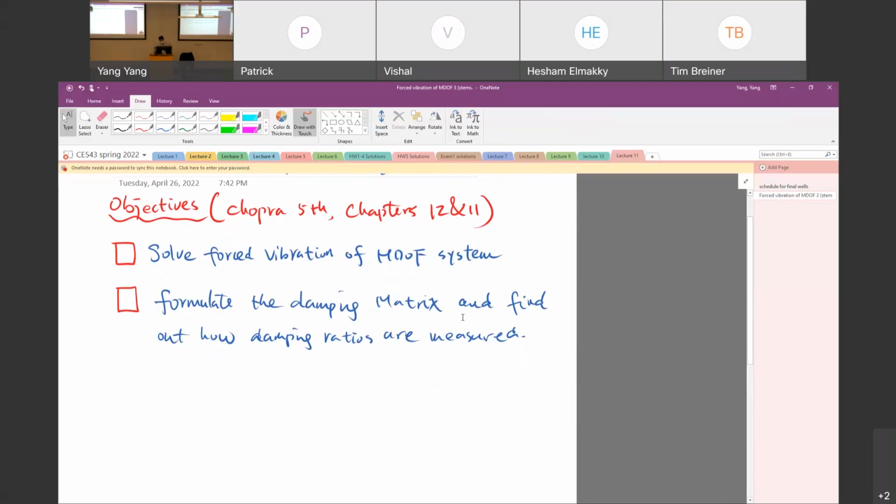Actually, 2 topics. So now let's talk about the equations of motion for MDOF system, MDOF damped system.